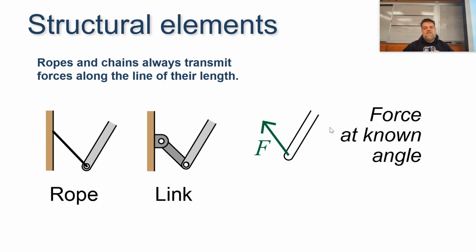You don't have to write this down either, but ropes and chains always transmit forces along a line of their length. So if I have a rigid rope, that tension force goes to where it's attached. If I have a rigid steel beam, that force is applied going towards where it's mounted. That's a tension force. Okay.